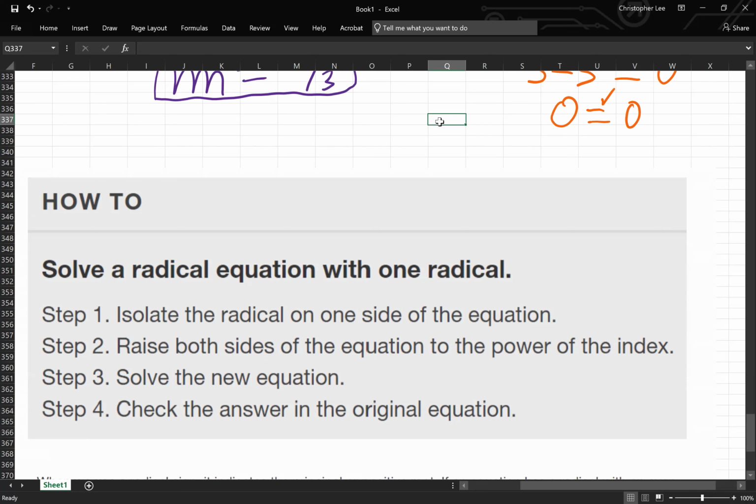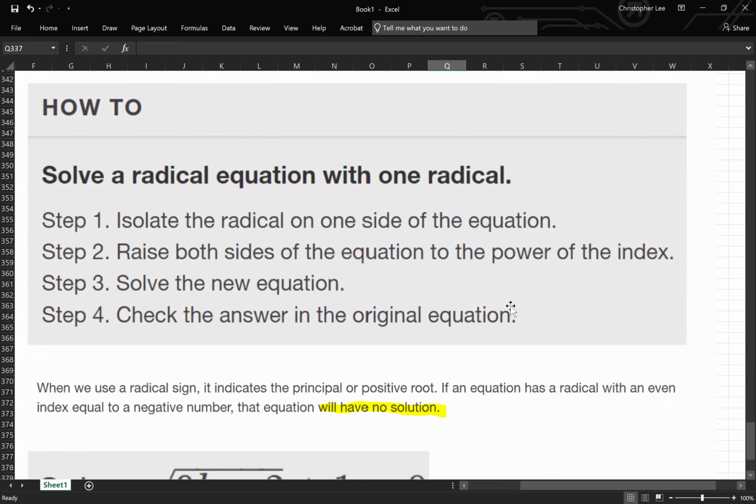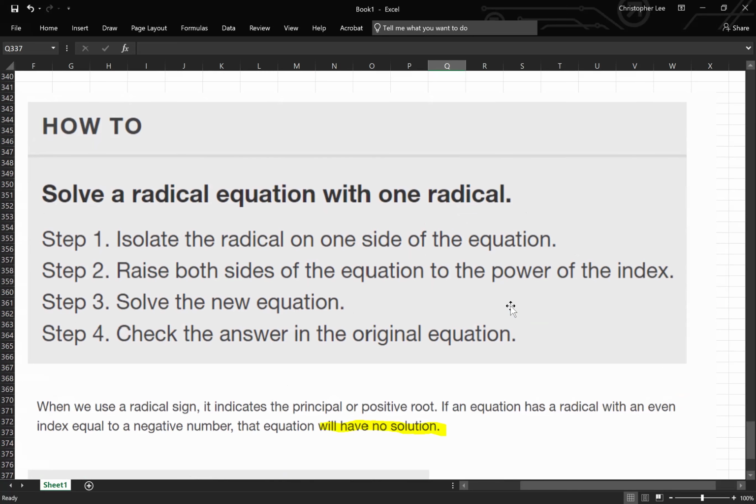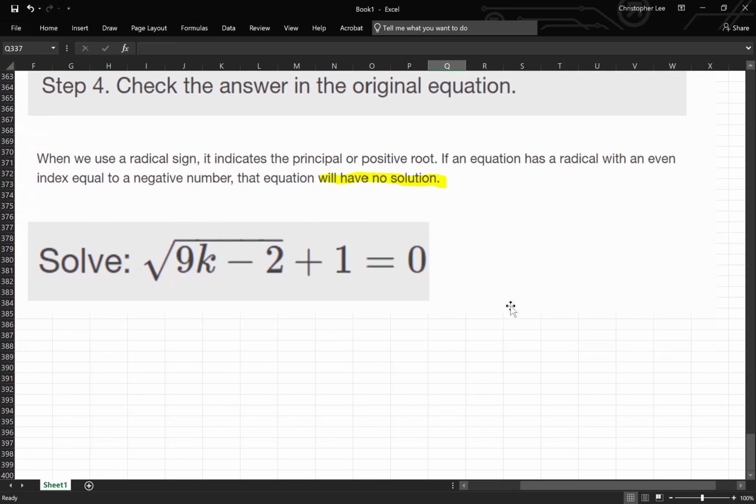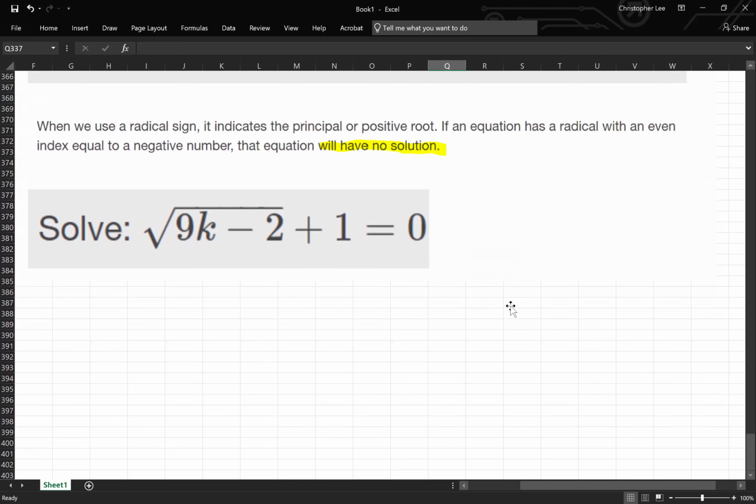So when we use a radical sign, it indicates the principal or positive root. If an equation has a radical with an even index equal to a negative number, that equation will have no solution. This is going to save y'all a good 30 minutes, maybe even an hour in your homework. That one sentence. So check it out.